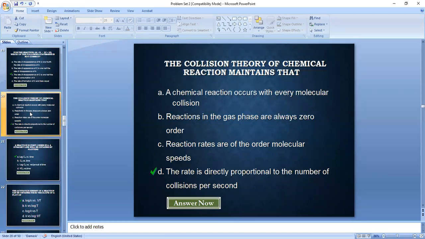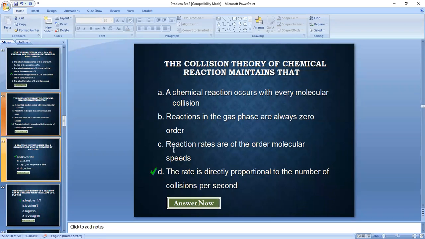The collision theory of chemical reaction maintains that the rate is directly proportional to the number of collisions per second. In a very old edition of Octave Levenspiel, there is this particular rate expression which I've also shared with you when we were taking kinetics, in which the rate is measured. This is in relation to a gaseous system. The rate is measured in terms of the number of collisions of similar species or dissimilar species of gases. If you can recall that, there's even a subscript AA and AB for that.